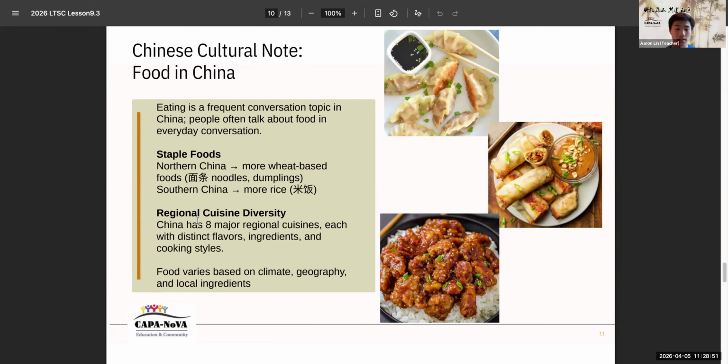China has 8 major regional cuisines, which is an overview, but we're not going to get specific into that. Each of them has distinct flavors and ingredients as well as cooking styles. The food really depends on the climate of the region, the geography, as well as the local ingredients available to the people. So here's some Chinese food to make me hungry.